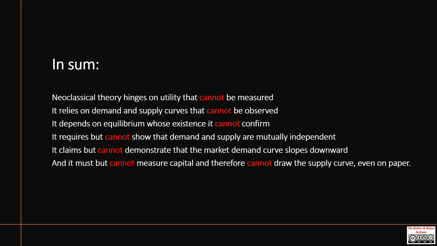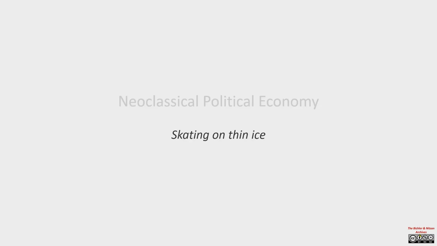So it is time to summarize. In this presentation, we saw that neoclassical theory hinges on utility that cannot be measured. It relies on demand and supply curves that cannot be observed. It depends on equilibrium whose existence it cannot confirm. It requires but cannot show that demand and supply are mutually independent. It claims but cannot demonstrate that the market demand curve slopes downward. And it must but cannot measure capital and therefore cannot draw the supply curve, even on paper. And so, neoclassical political economy continues to skate on thin ice.